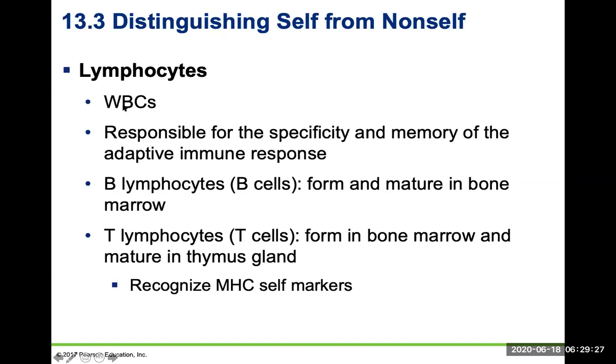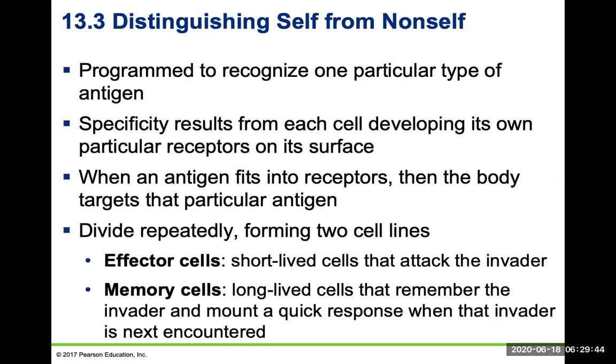Lymphocytes are a type of white blood cell. They're responsible for specificity and memory. B lymphocytes form and mature in bone marrow, and T lymphocytes form in the bone marrow and mature in your thymus. And the T lymphocytes, or your T cells, are what recognize those self markers.